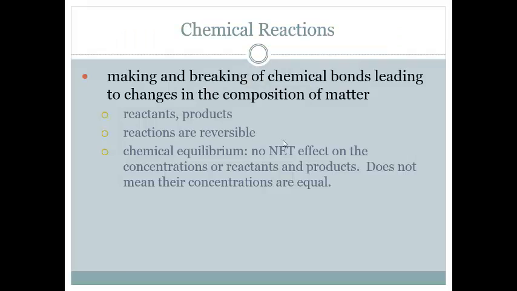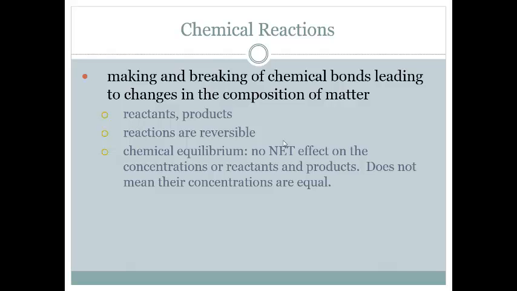Chemical reactions involve the making and the breaking of chemical bonds, and this is going to lead to a change in the composition of matter. When you look at a chemical reaction, you have the reactant going into the reaction and the product coming out. All reactions are reversible. All chemical reactions can go in both directions.